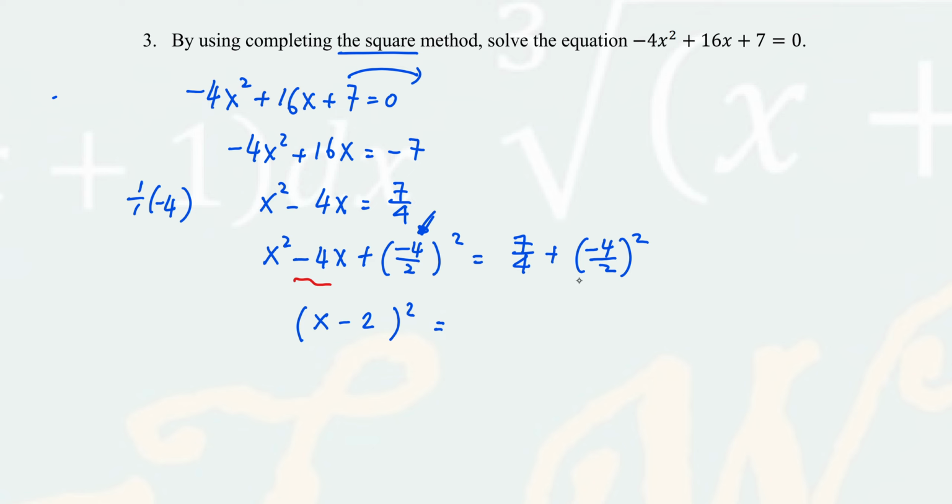Okay, then for the right side, you just simplify. This is going to be 7 over 4 plus minus 4 over 2, which is minus 2, but then you square it, it becomes positive 4. So then you simplify it, it becomes 23 over 4. And now move the square to the right side. So it becomes plus minus. Remember, when the degree is an even number, it should be plus minus.